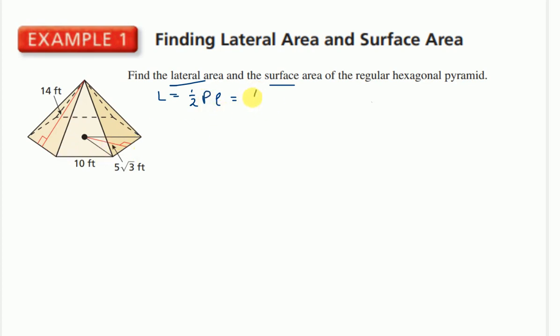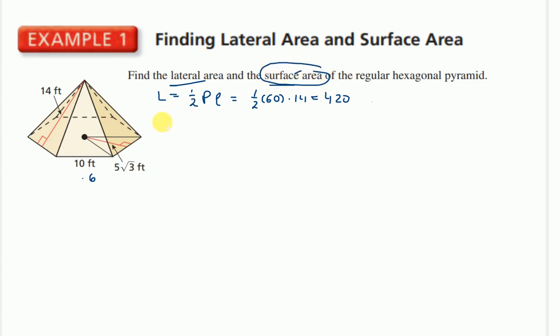And so we do 1/2, and one of these sides is 10, so we can do 10 times 6. That gives us a perimeter of 60. And then times the slant height, that's 14, and that gives us a total of 420. Now we want to find the surface area.